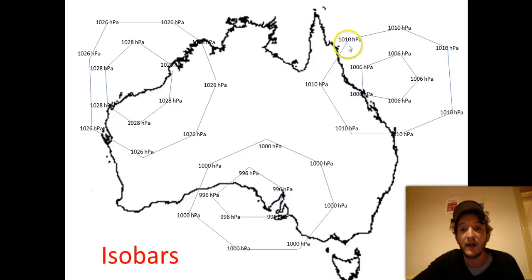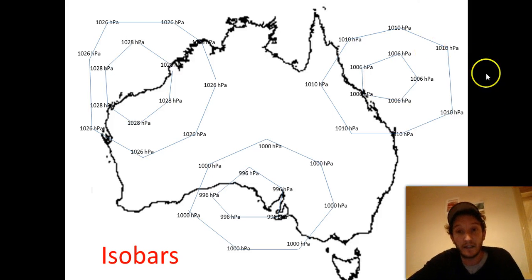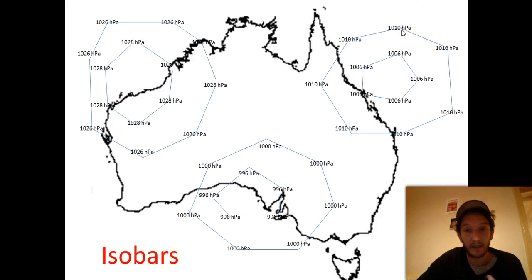Now this linking together, these lines we refer to as isobars. You need to know that, that's often an assessment question. The dots themselves are hectopascal readings done with a barometer, but the joining together of them are done with isobars.